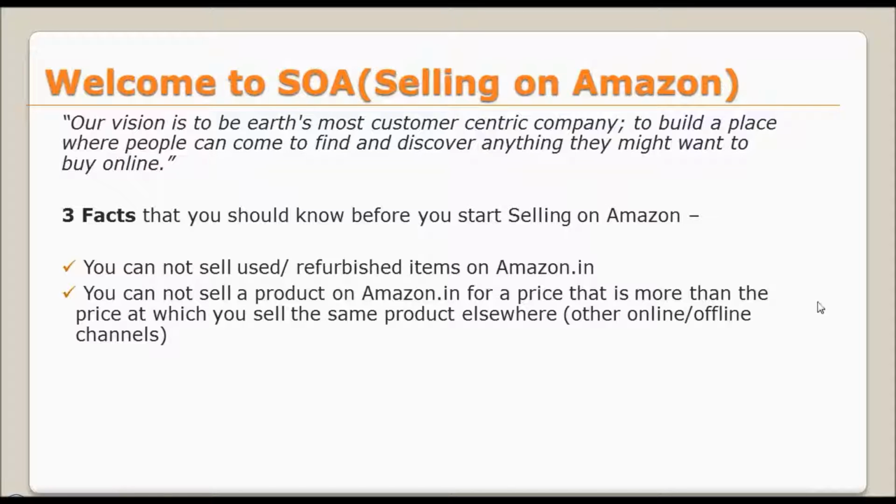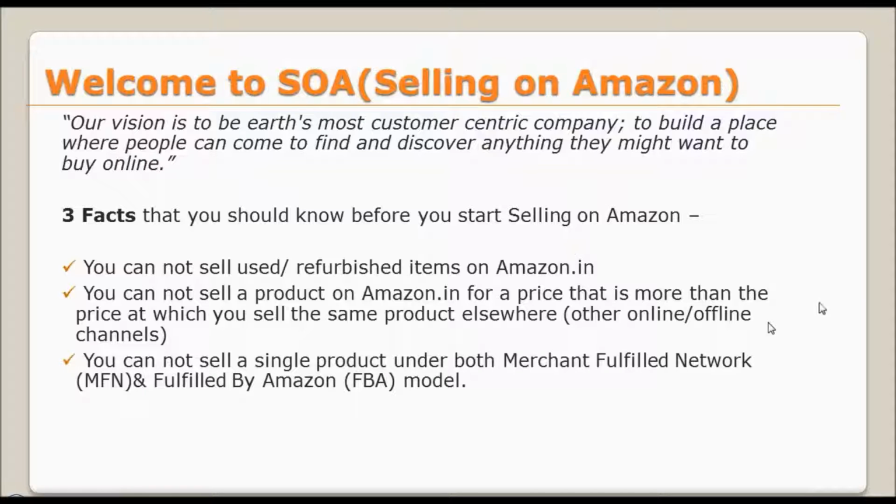And the last fact that you will need to know is that for a single product, you cannot sell them both under Merchant Fulfill Network and at the same time by Fulfilled by Amazon. What this means is if you have a book selling under MFN, first of all you have to convert that product and create the shipment and send it to our warehouse so that it comes under FBA model. So no particular product can be sold under both the channels. In case you find a product like that, please make sure you delete duplicates. So now we can begin our module.